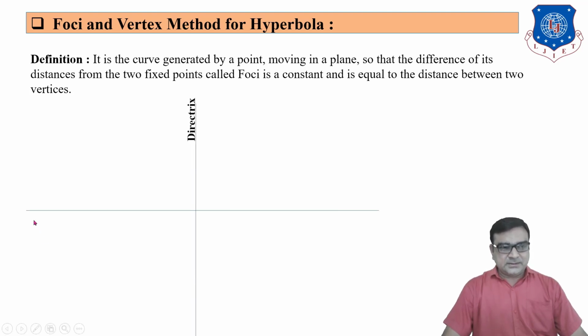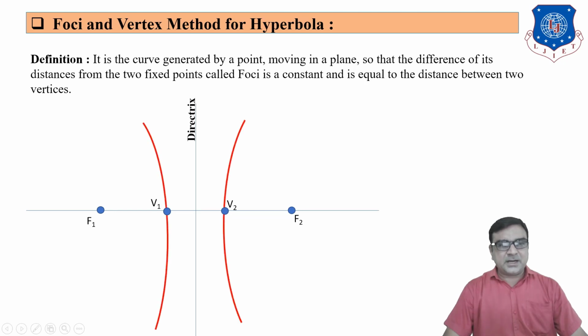So let us see. This is one conic axis, horizontal, and the directrix, two vertex points, two focus points of the symmetrical hyperbola. Here this is a common directrix for this hyperbola and this hyperbola. V1 and V2 are vertex points and F1 and F2 are focus points.